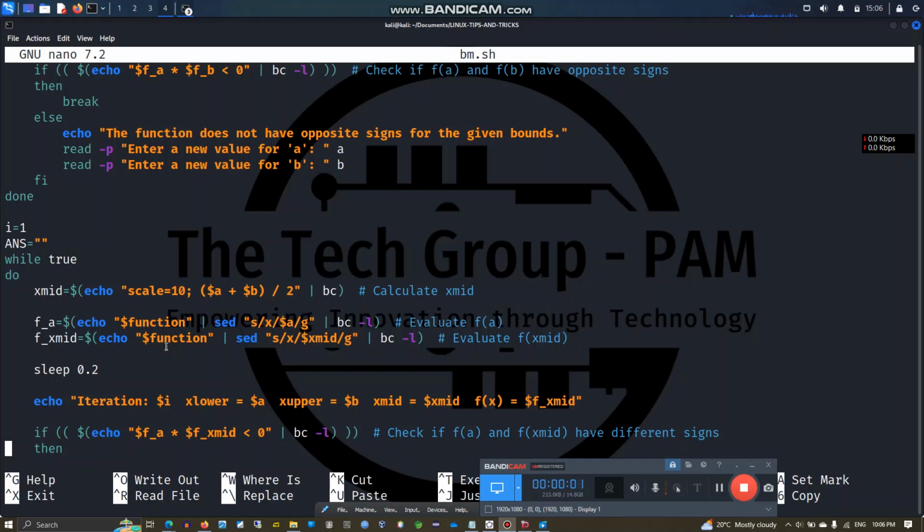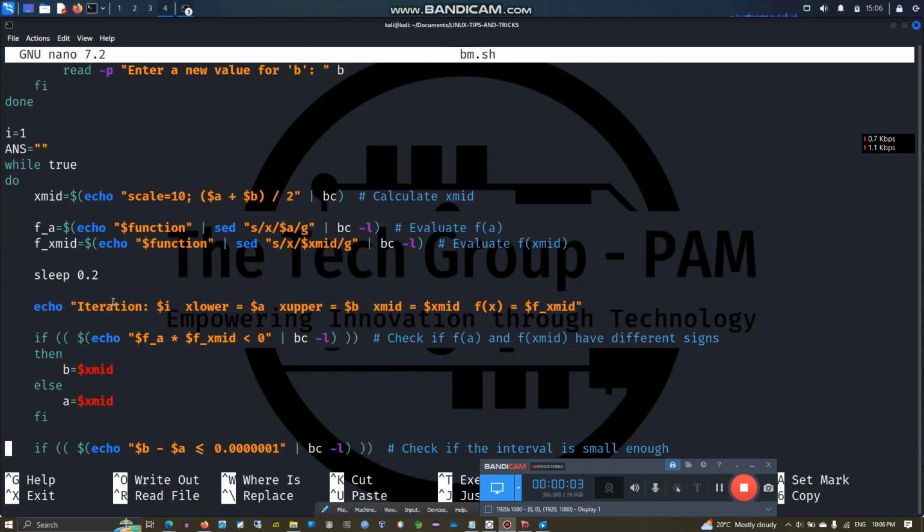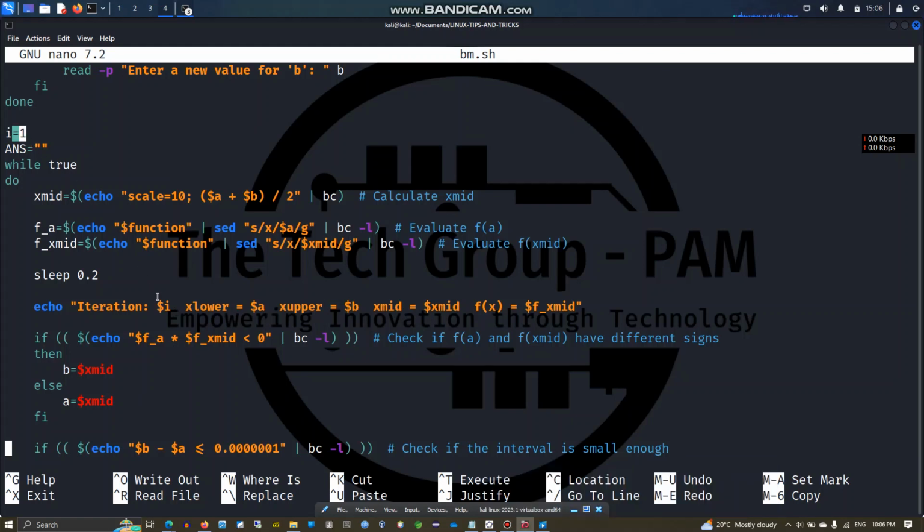Yeah, after sleeping for 2 seconds we print iteration i. Hapa kuna i na print the iteration i, so inaanza 1. Iteration 1, the lower bound is that, upper bound is that, the midpoint is that, the value, the f(x) at that point is that one, f(x) medium.